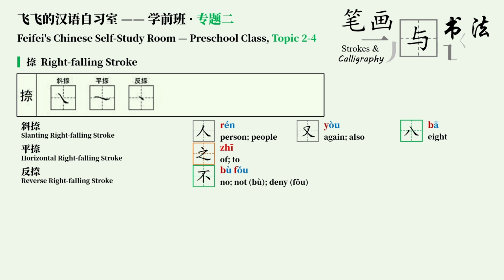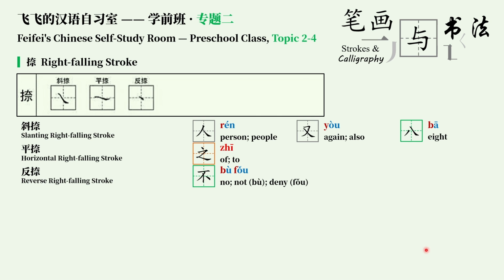When writing, start lightly, increase pressure as you move right and down. Then press the brush down and retract it slightly at the end. No outward stroke. It adds a compact and stable feel to characters.